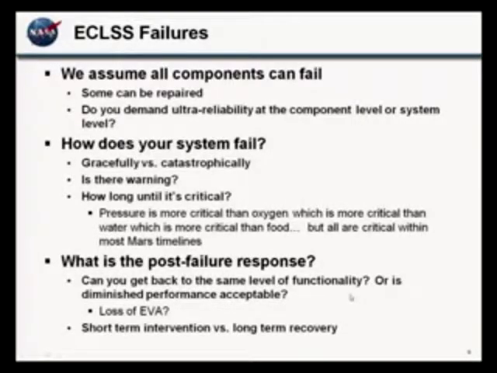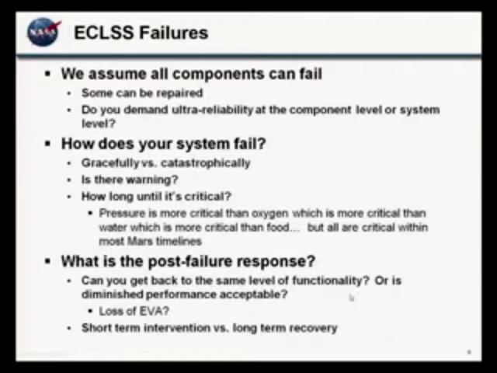Okay, so the next question you have to ask yourself, so you've decided what your functions are, you've decided how you're going to provide them, and the next question is, what are you going to do when they fail? And I know you're tasked with a reliable system here, but you had better assume everything can fail. Some of those things can be repaired. You need to think about, how are you going to design your reliability? Are you going to make sure that every component is as reliable as possible and say that if it fails, we accept that? At some point, you may have to accept loss of life.